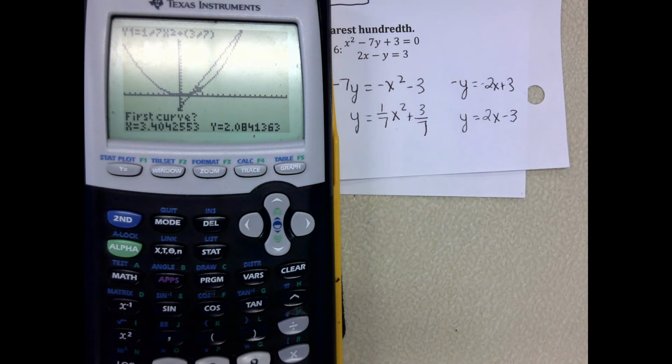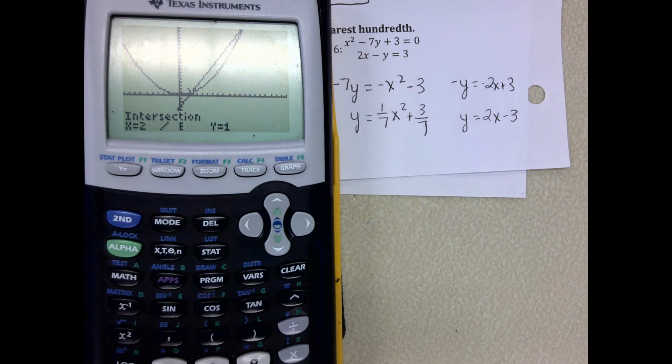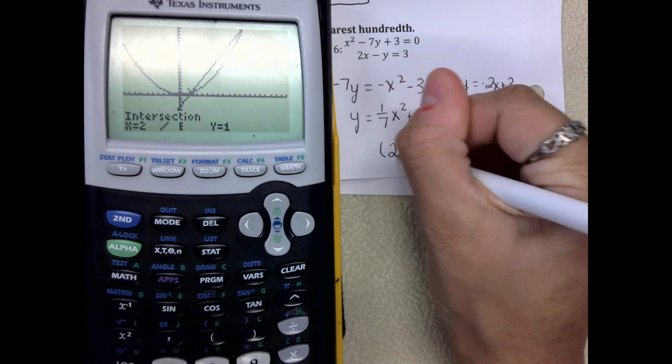Just like close to it? Yeah, close to it, yes. So once I get my cursor close to it, now we just press enter 3 times. So 1, 2, 3, and then we get our answer. So (2, 1) is one of the intersection points. So we write that as an ordered pair.